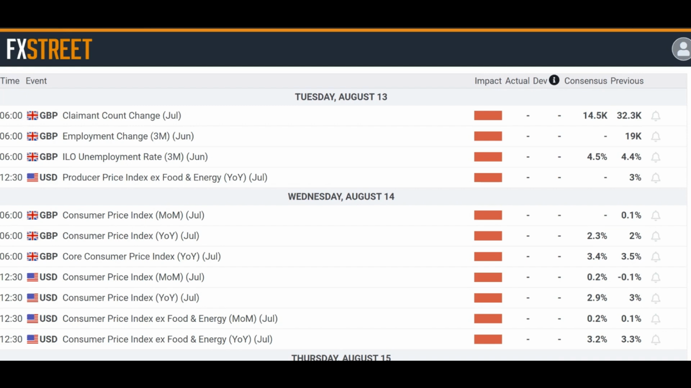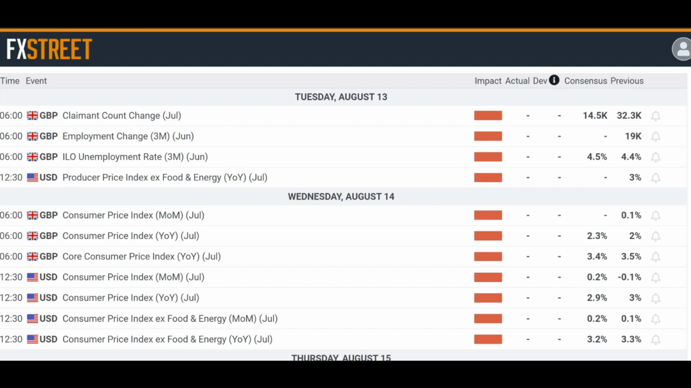Then, if we fast forward to the second day, that is Wednesday, we have economic features from the United States, and on the list is the producer price index. Sorry, on that same day we have the producer price index, which measures the average change over time in the selling prices received by domestic producers, excluding volatile food and energy sectors.